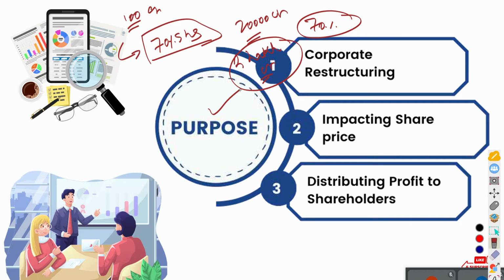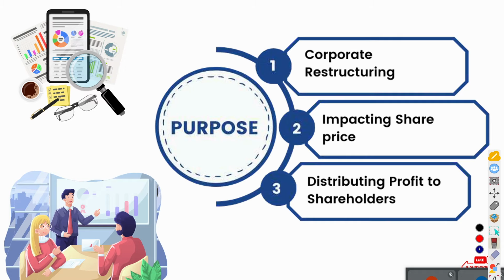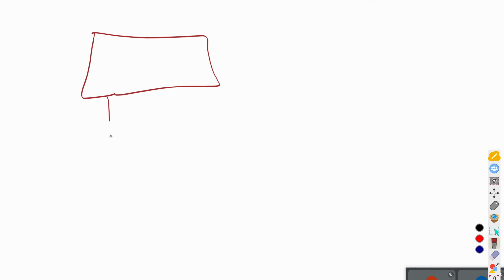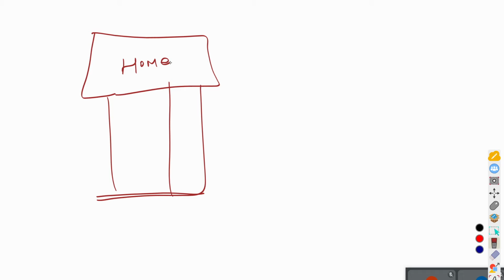I'll just put one example. Let's say you have your property, this is your home. The current value of this property is 1 crore. This is your current market price. You are looking for a loan.